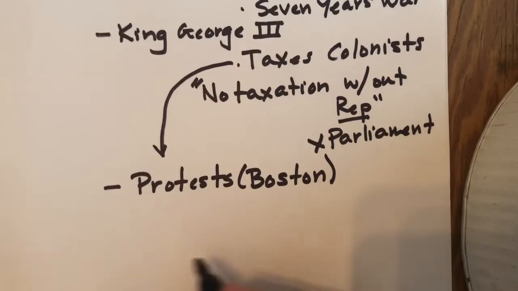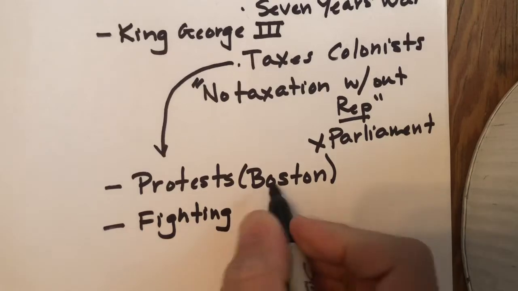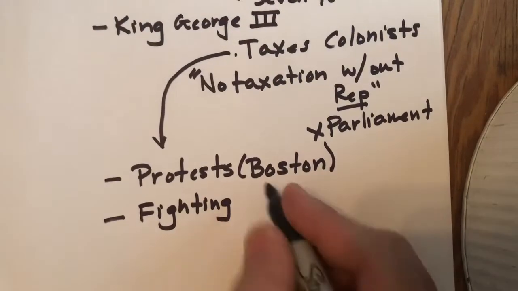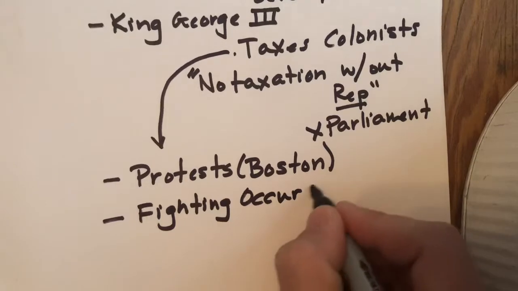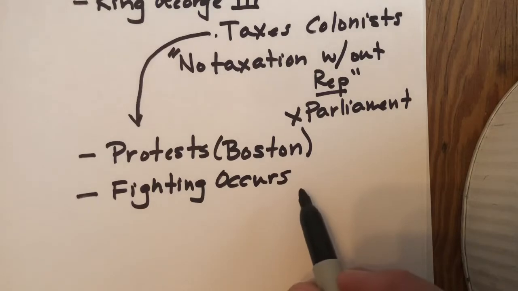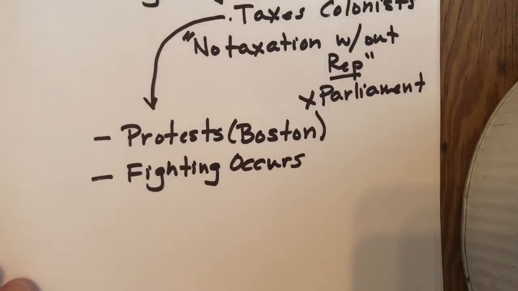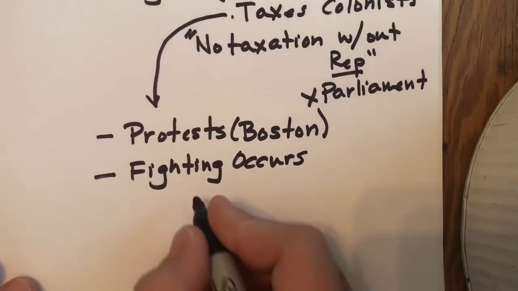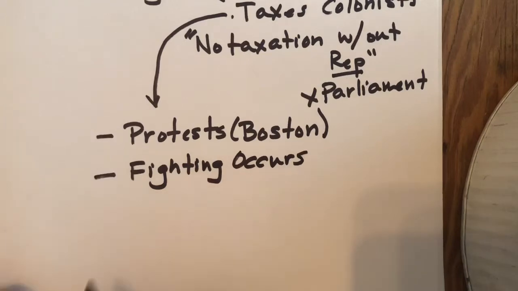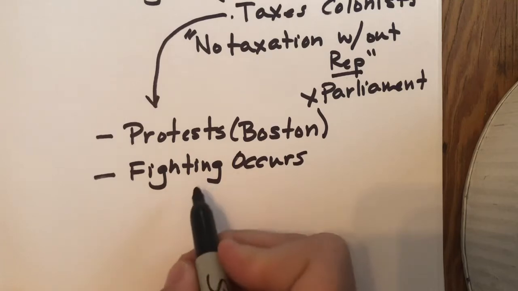So protests happen, then protests lead to more fighting. Britain sends troops to Boston, and fighting begins to occur. It starts there, but happens all over the 13 colonies. 1775 with Lexington and Concord, eventually all these major battles, Bunker Hill, Saratoga, eventually lead to Yorktown. So fighting begins, and the newly formed U.S. writes the Declaration of Independence. They try to establish peace with the Olive Branch Petition. It doesn't work.